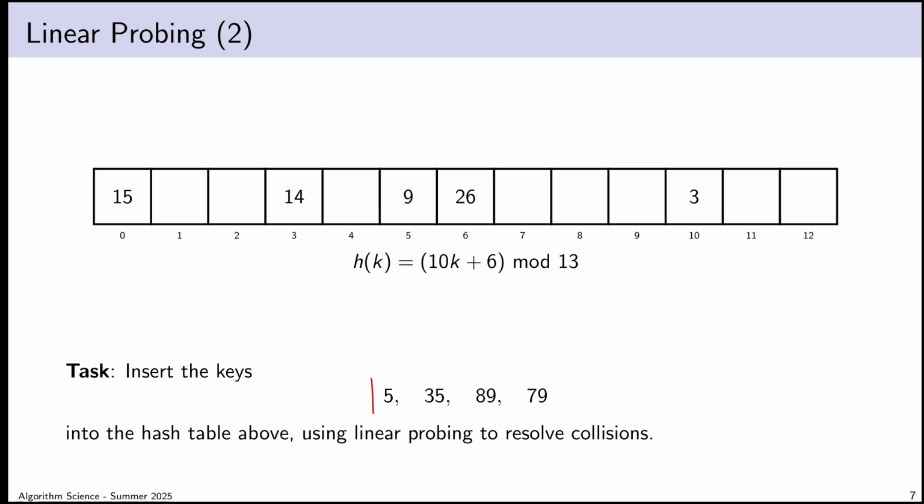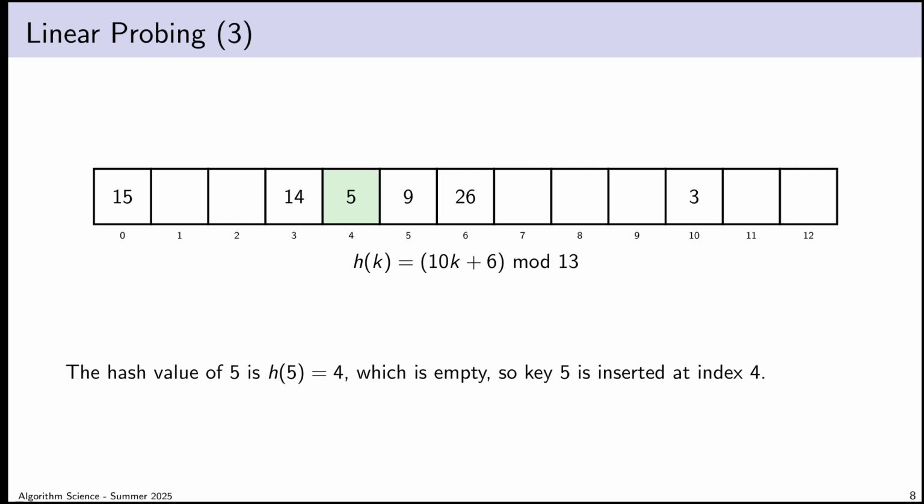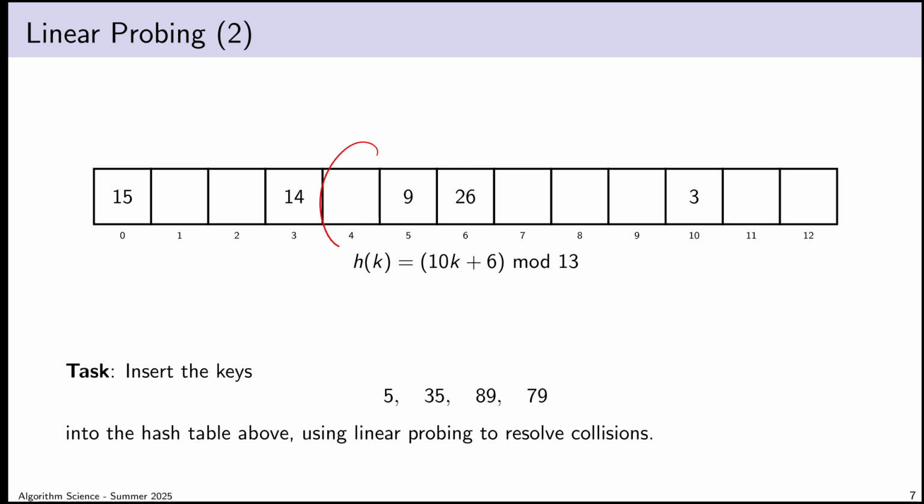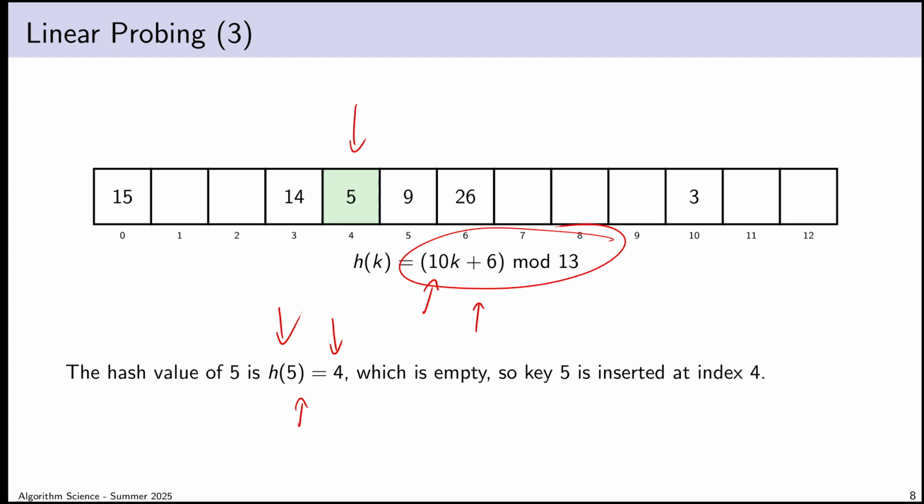And the task is to insert these 4 keys into this hash table using linear probing to resolve collisions. Okay, just to ease into it, the first one's going to be pretty easy. The hash value of 5, h(5), with this hash function here, and don't worry about doing this in your head. You should be able to evaluate this very easily, but you don't need to, because I'll make sure I print out the hash values every time I use them. The hash value of 5 is 4. I go looking for index 4, and you can see as of the beginning of the example, index 4 was empty, so I could just go and insert key 5.